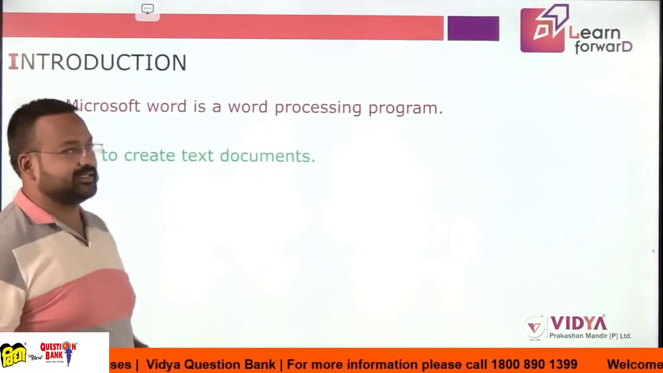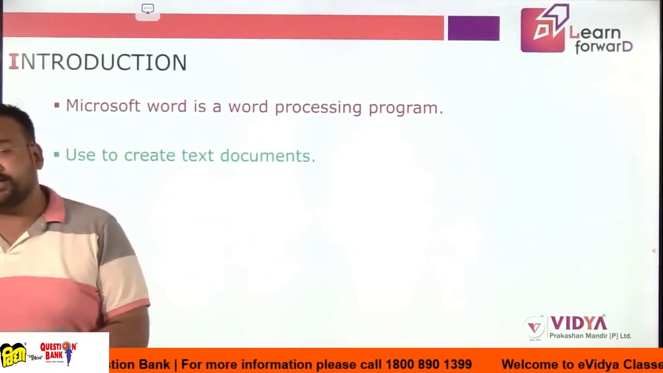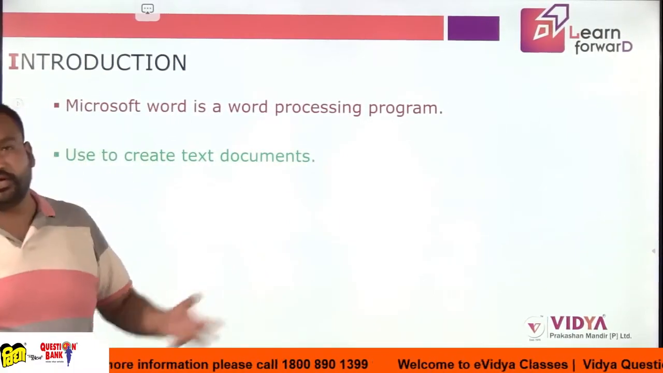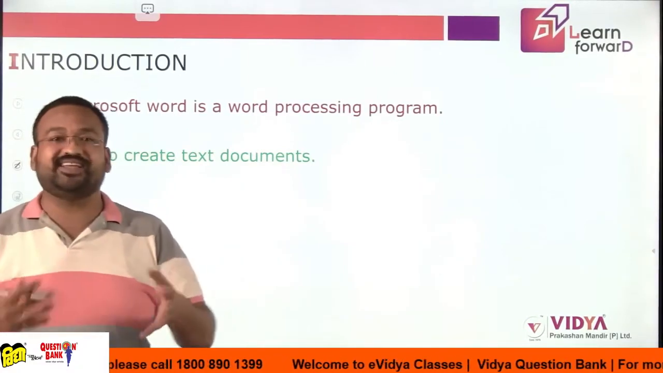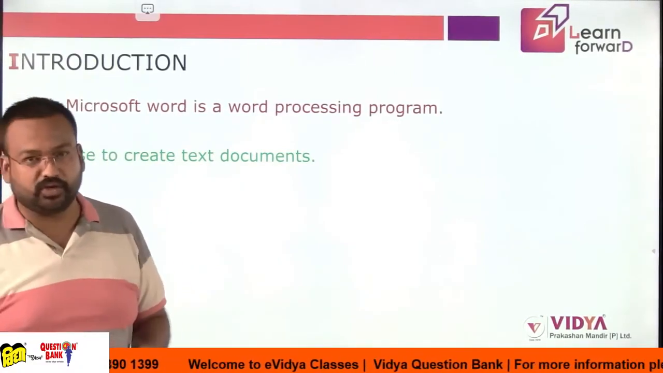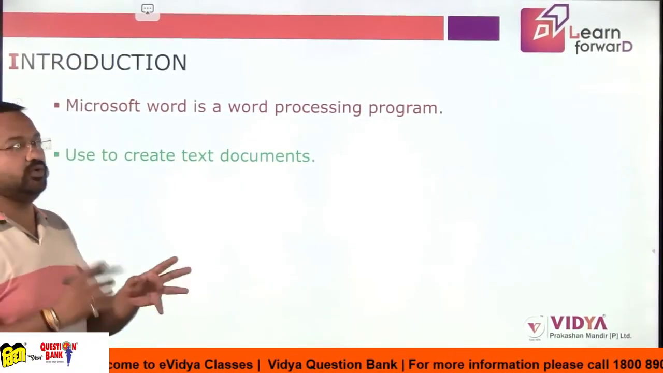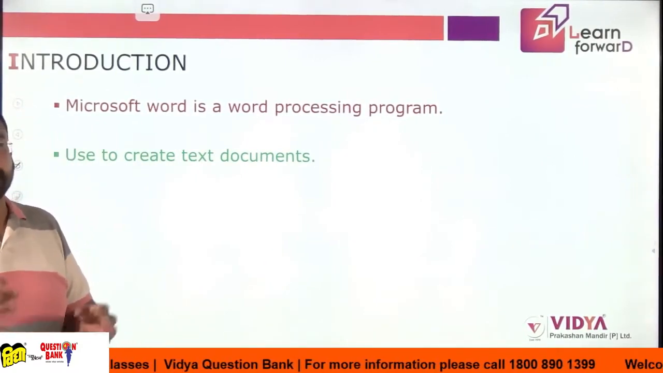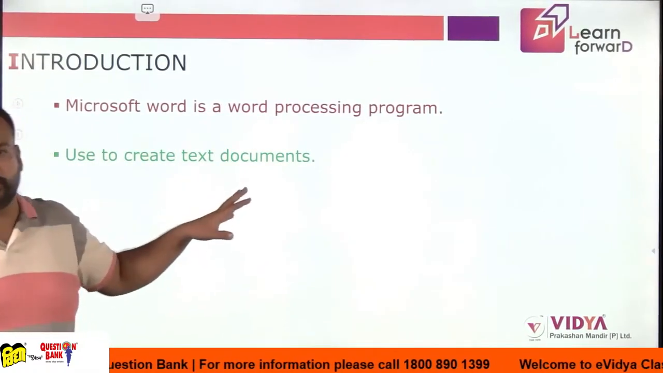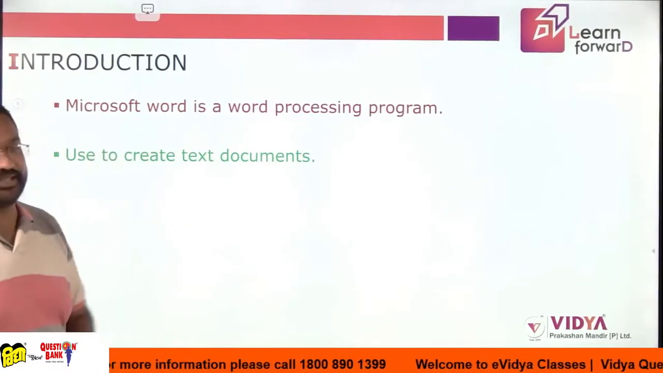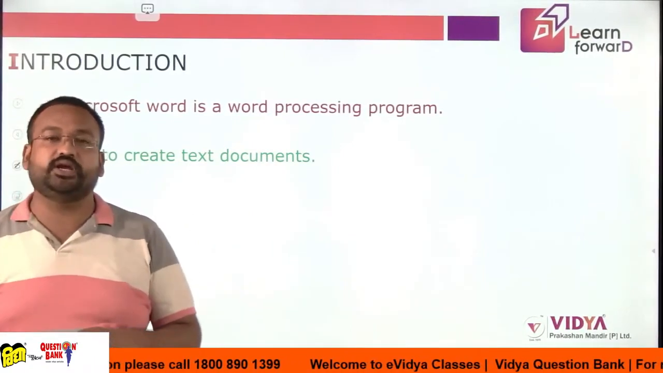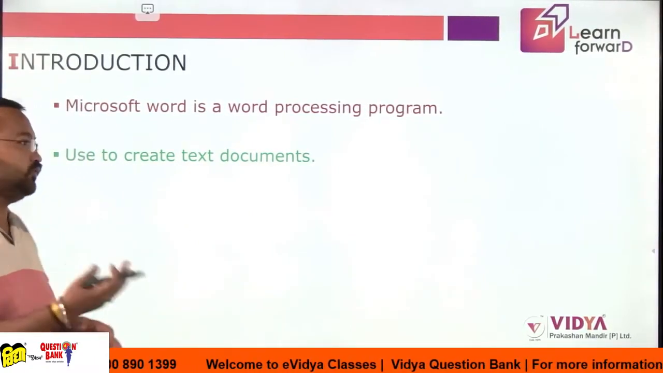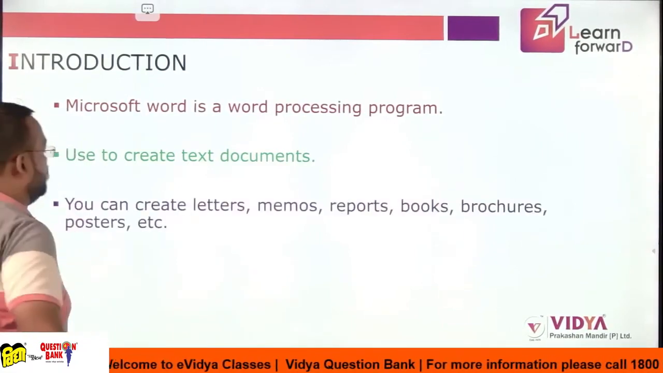So starting with Word, as the name suggests, it is a word processing program. So when we say that it is a word processing program, that means whatever you can write on your computer, you can easily use this software for that. So basically this software is used to create your text documents. So what are the documents that can be created?